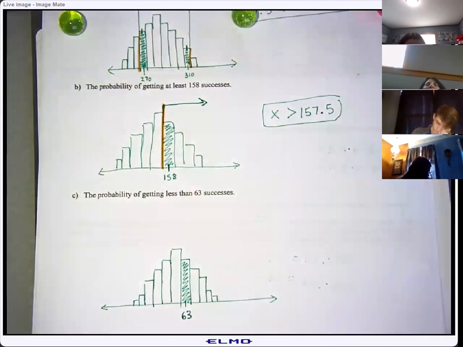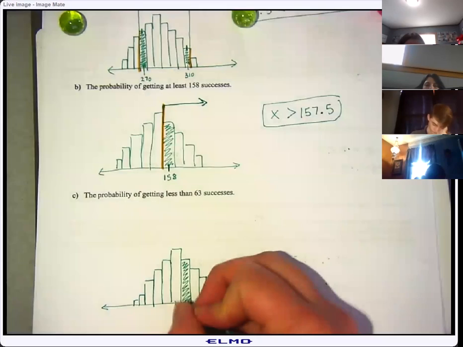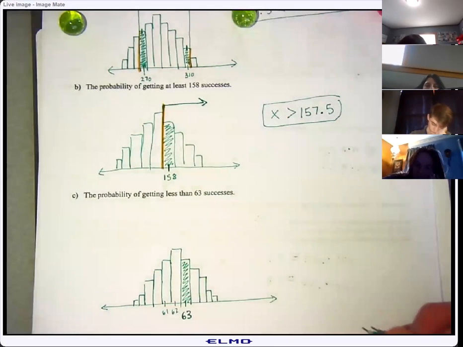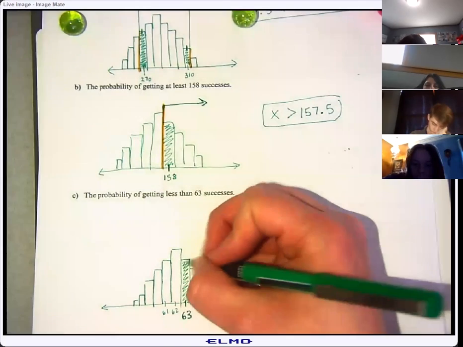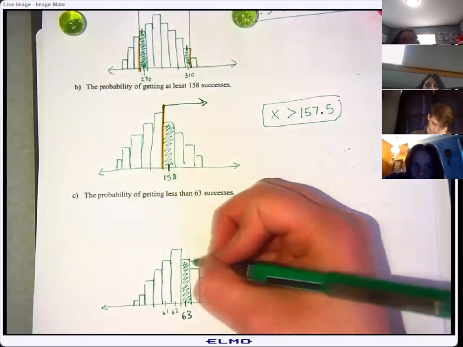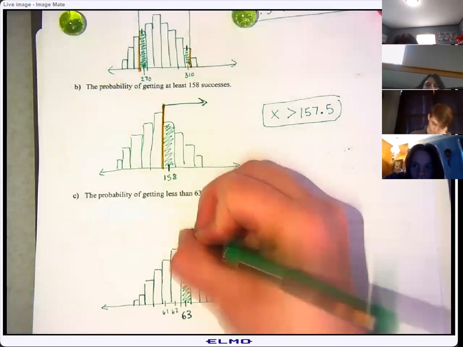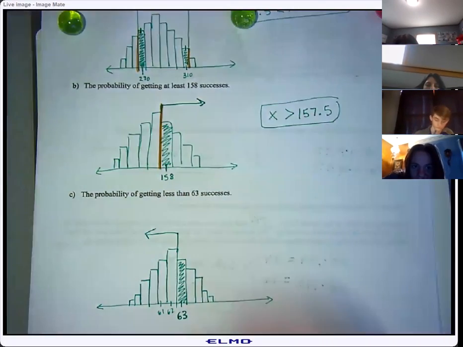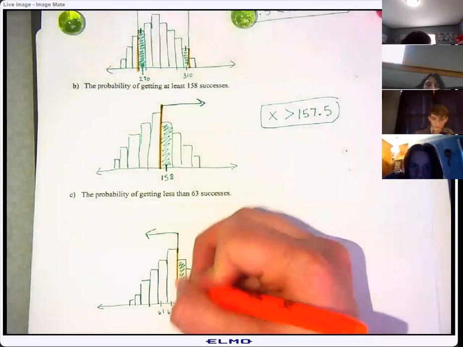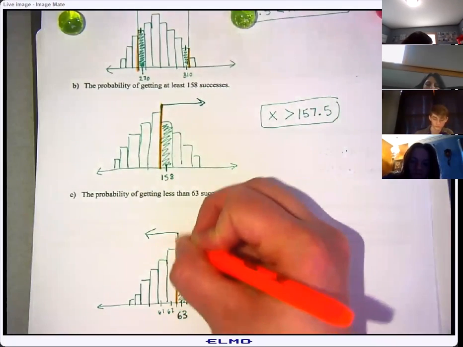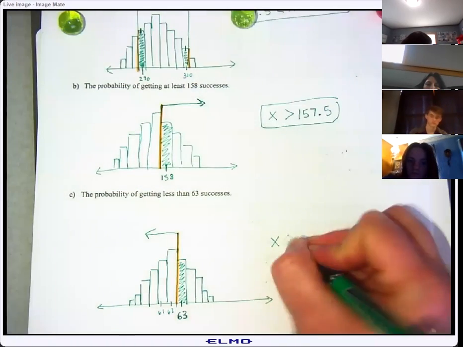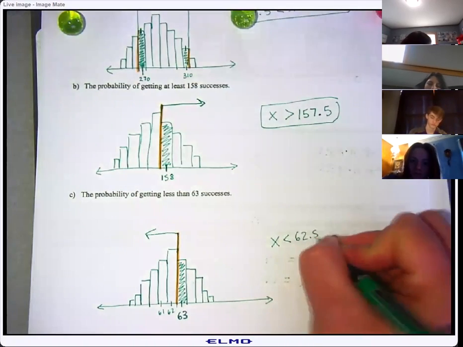All right, less than 63. Remember, this bar is like 62, this bar is like 61, etc. So where's less than 63? Should I go on the left side or the right side of this bar? Left. And then we're going this way, right? 62.5. Yes, because I don't want to include 63. I want it to be less than that. So I'd say X has to be less than 62.5.